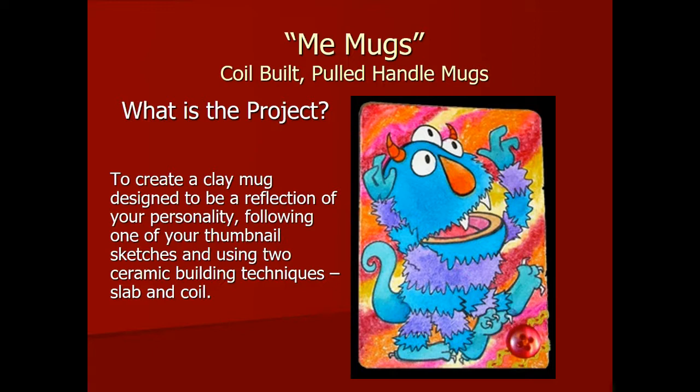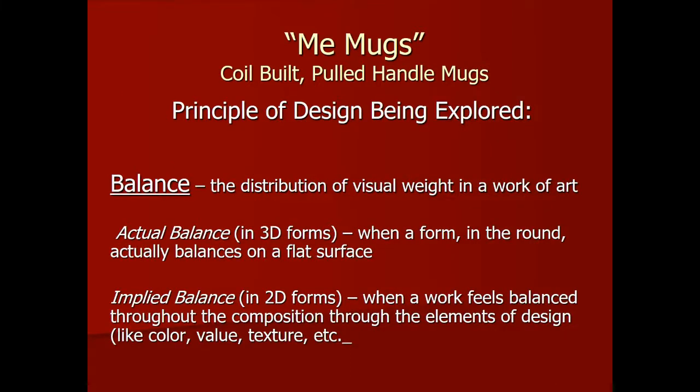We're going to follow one of your thumbnail sketches, and we're going to be using 2 ceramic building processes, slabs and coils. For this project, we'll be focusing on balance as our principle of design. Remember that even though we focus on a new principle in each project, we will still be considering the principles that we've already discussed in our previous work. So far, we've talked about contrast, meaning the difference in the elements of design, and we've talked about movement, in our work, the illusion of depth.